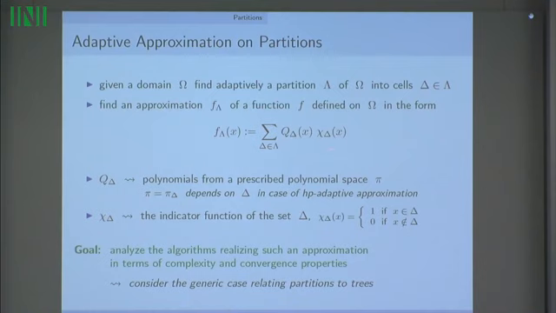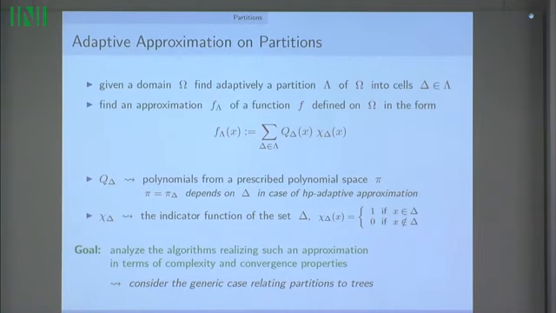So we consider some domain, and on this domain we want to approximate the function f, and we want to subdivide the domain in different parts, and in each of the parts to approximate with a polynomial. So the polynomials could be different. I'll consider some general polynomial space pi, but it could be done that pi depends on delta and actually varies for different cases. This is the HP approximation, but I will not consider this today.